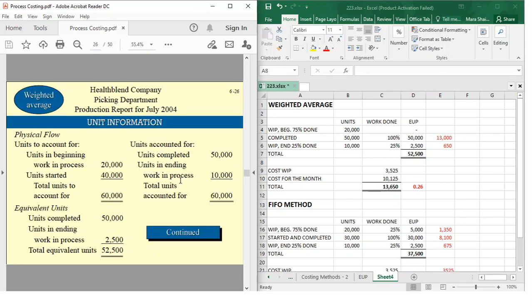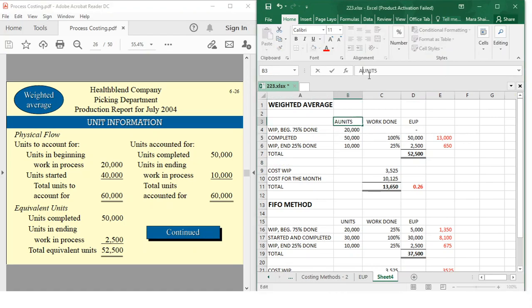As I mentioned, you have your units to account for, units accounted for, and then your EUP computation. In your production report, this is what you will see. This is an example of your quantity schedule, with the actual units.